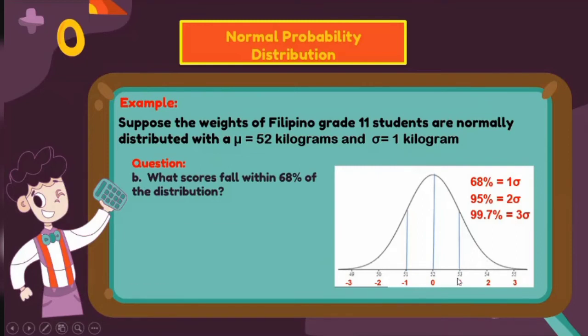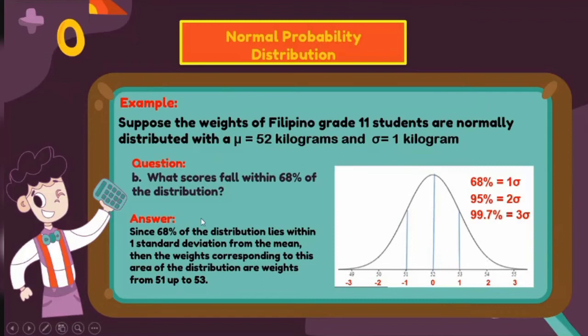So for this given problem, our answer is, since 68% of the distribution lies within 1 standard deviation from the mean, for the left side and also for the right side, then the weights that correspond to this area of the distribution are weights from 51 to 53. So this is it. These are our raw scores. You have 51 to 53 kilograms.